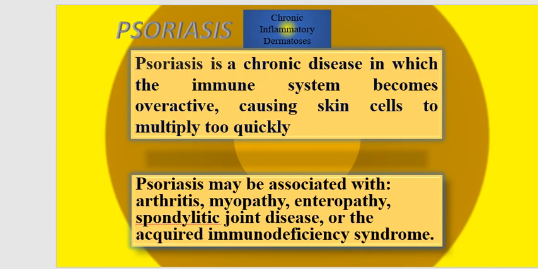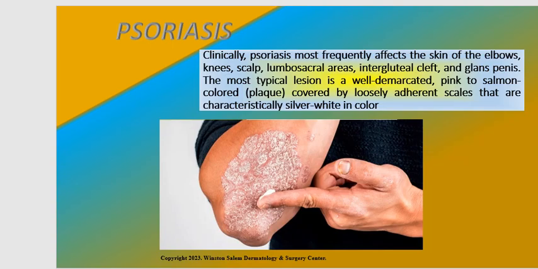Psoriasis is a chronic disease or disorder in which the immune system becomes overactive, and this causes skin cells or keratinocytes to proliferate and multiply too quickly. Psoriasis may be associated with several diseases or disorders, for example, arthritis, myopathy, enteropathy. However, in this lecture, we are going to focus on psoriasis alone, or psoriasis with arthritis as a manifestation of psoriasis.